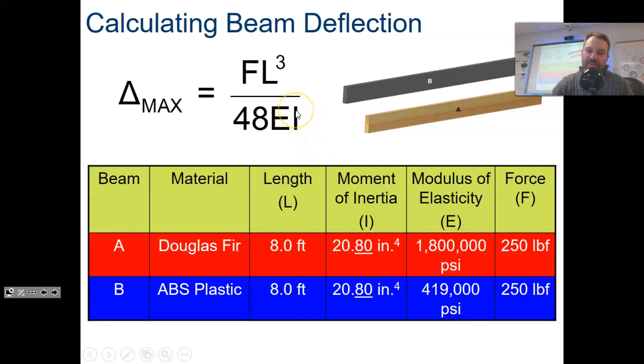And then I represents the moment of inertia. So that's related to the shape. So it depends on the shape, depends on the length, depends what it's made out of, and it depends on how much you're pushing on it. That's what each of these letters are kind of saying.